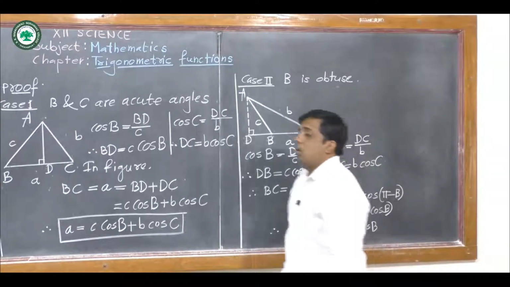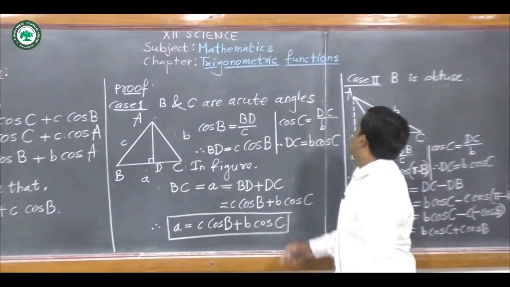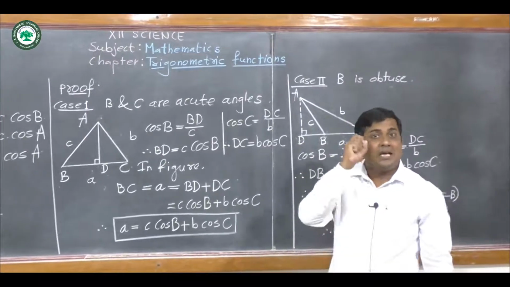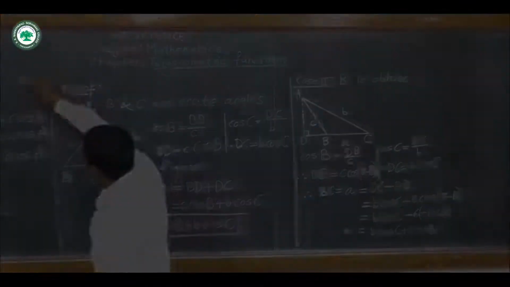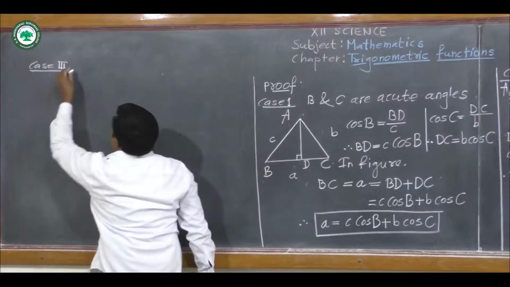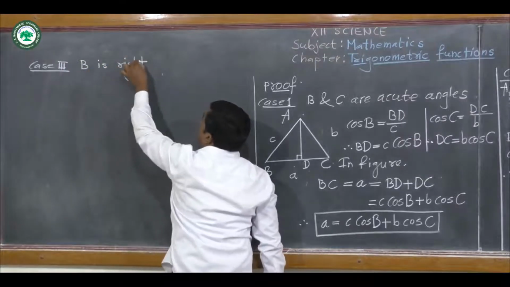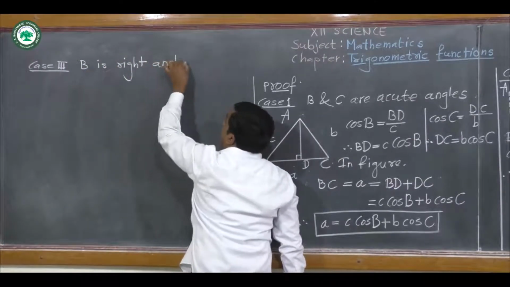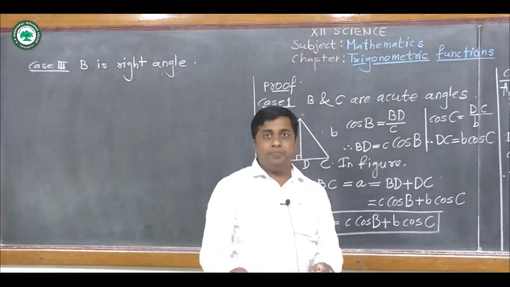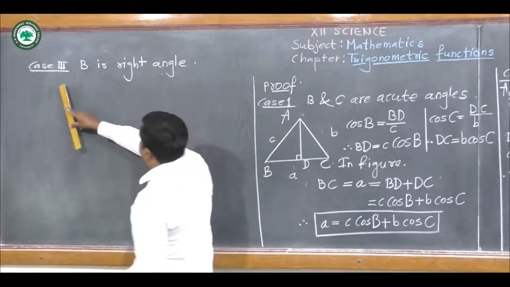Now we go with our third case, in which B has a measure of 90 degrees, that is, B is a right angle. Case 3: we consider B is a right angle, having a measure of 90 degrees. To prove this case, we consider a right-angled triangle.